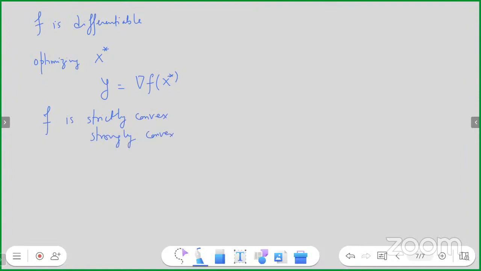Strictly convex means the inequality is strict. Strongly convex has some other conditions. So from your earlier knowledge, what do you know about strictly convex functions? That the optimizer is unique. That's all I'm going to use really. We'll prove this. So using this, what can I say about f star of y, or the gradient of f star of y?